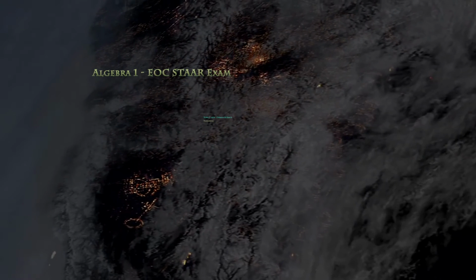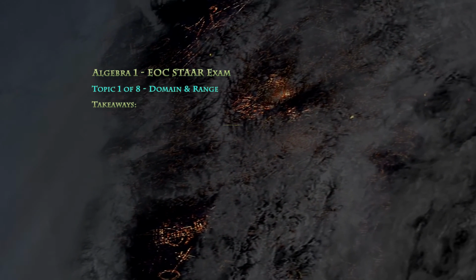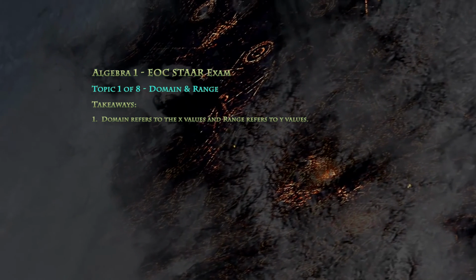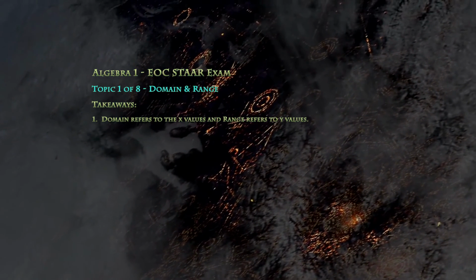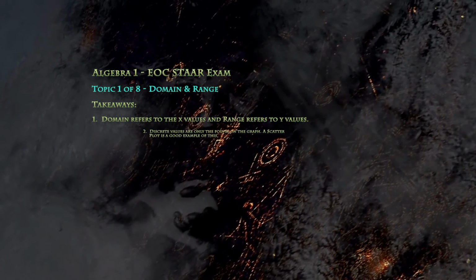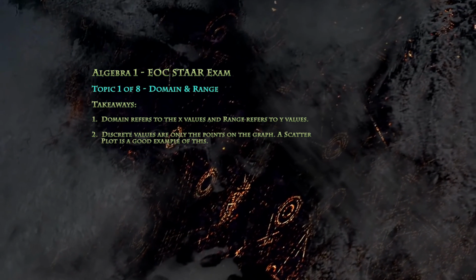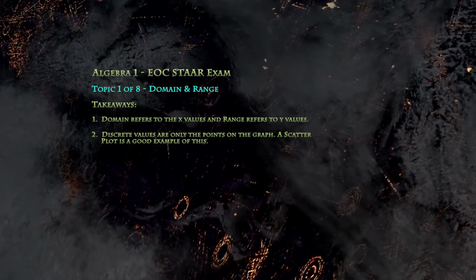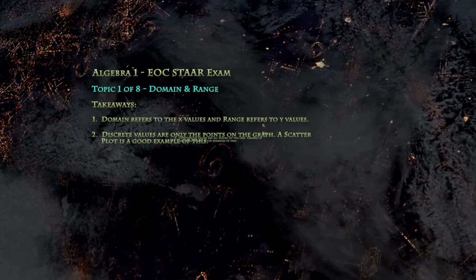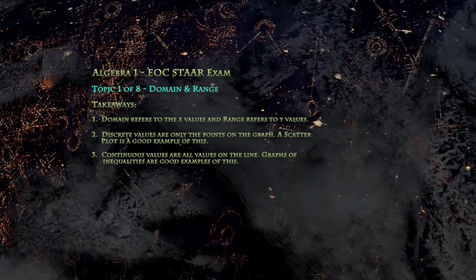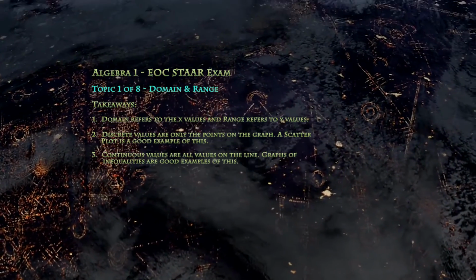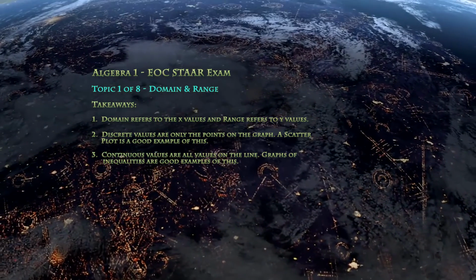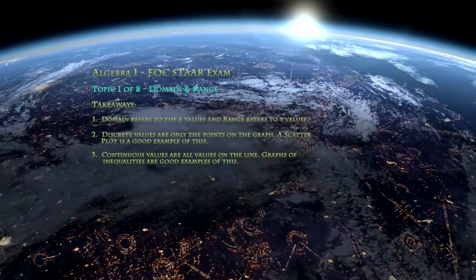Topic 1 of 8, Domain and Range. Takeaways. 1. Domain refers to the x values and range refers to the y values. 2. Discrete values are only the points on the graph. A scatter plot is a good example of this. 3. Continuous values are all values on the line. Graphs of inequalities are good examples of this.